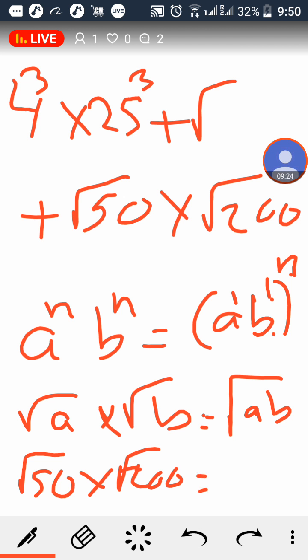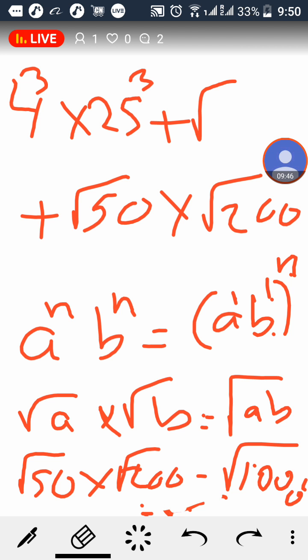that is equal to root of, you see, you multiply 5 times 2, which is 10, and we have 3 zeros. So that is root 10,000, which equals just 100. You see, it's just equal to 100.